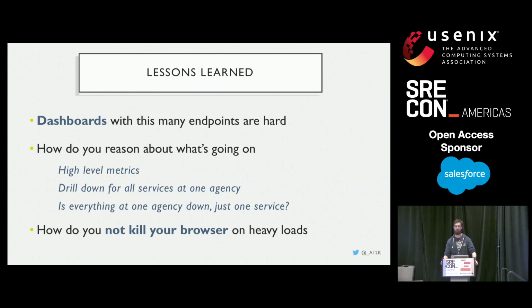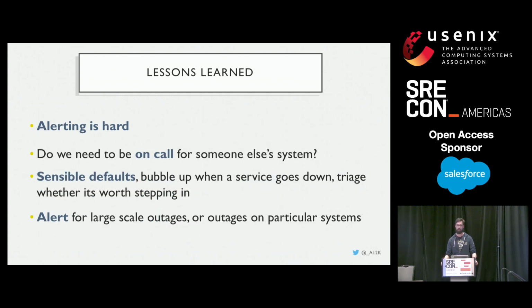Dashboards with this many endpoints are extremely difficult. Any wrong move, even in testing, will bring down your dashboard, and then you have to close your browser, reopen everything, reopen Grafana, and get back to where you were. So it definitely was a lesson in knowing what kind of time series data would bring down everything. But it also allows you to drill down for services at any given agency, find out if everything's down at an agency. And then you can engage on a larger scale because the agency infrastructure is down rather than just one web application. Alerting is very hard, but alerting should be what guides you to your dashboards.